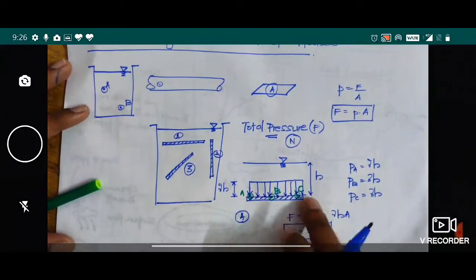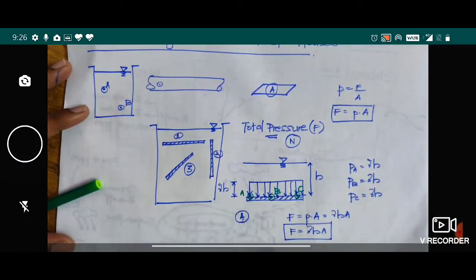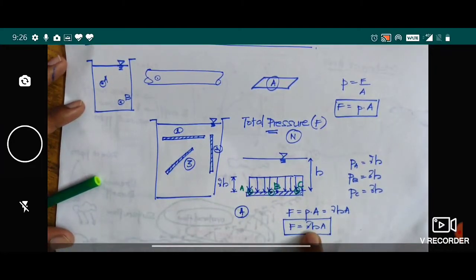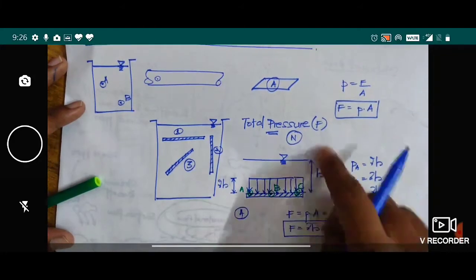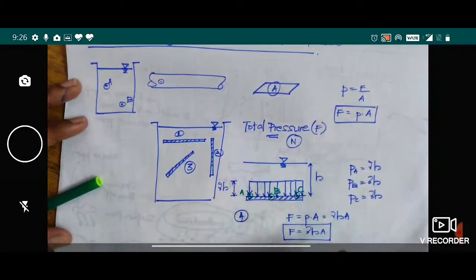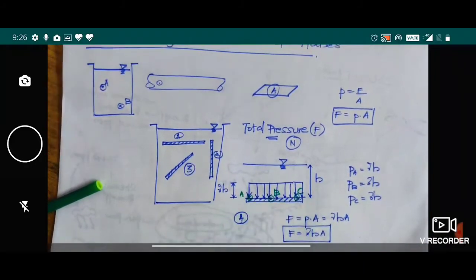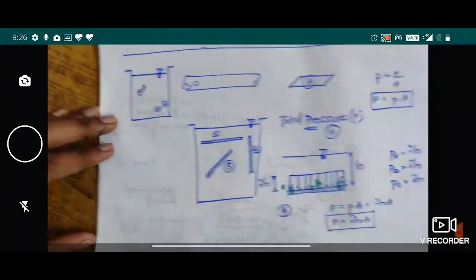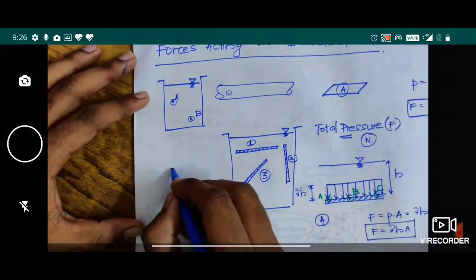So when your plane surface is horizontally kept inside any liquid, the total pressure acting on that point will be equal to gamma into h into A, where h is the depth of the plane from the free surface, A is the cross-sectional area. Now, I would like to introduce something called the center of gravity.